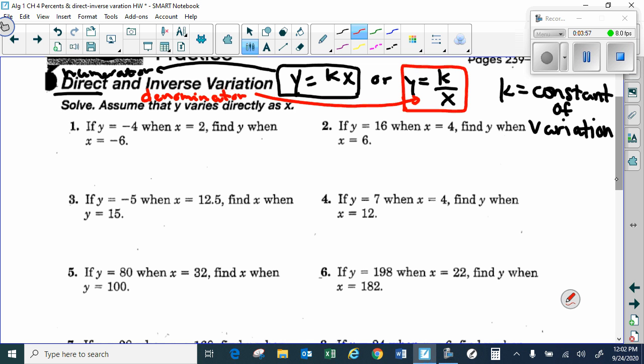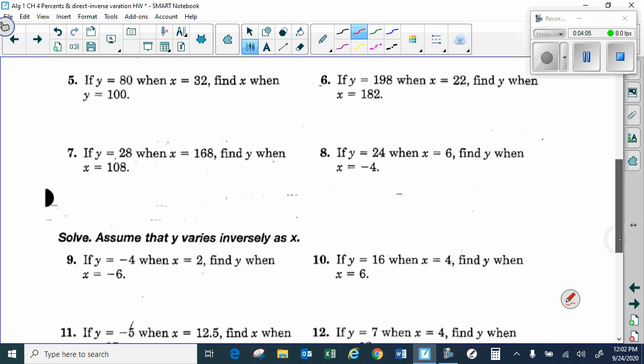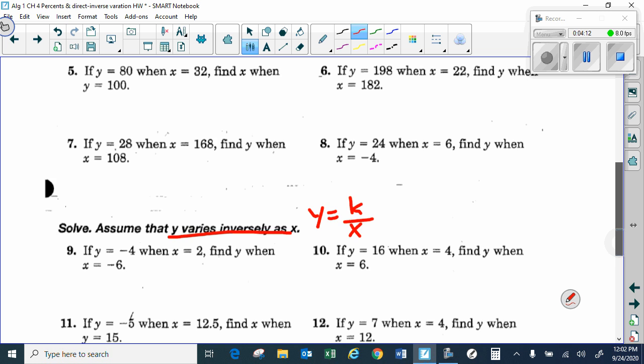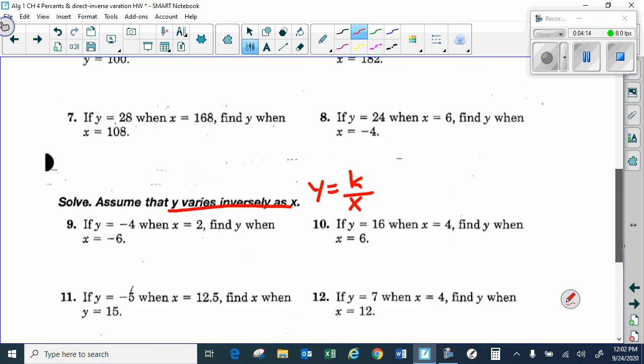You notice the top ones here say varies directly, so we're using this first one, y equals kx, for every one of these. And then down below, y varies inversely, so we're using y equals k over x for all of these. Okay, so I'll do one from each.